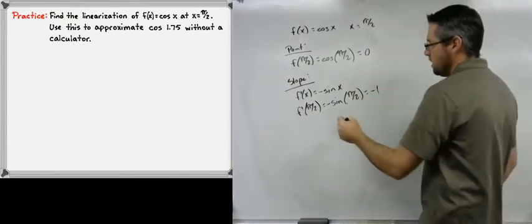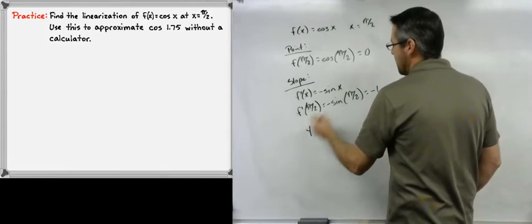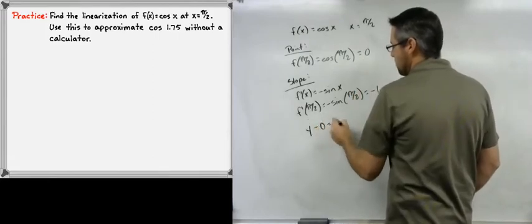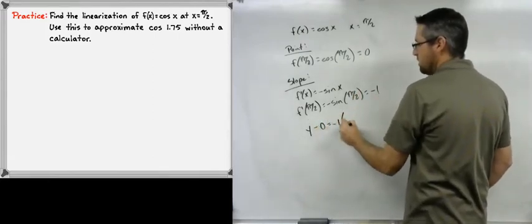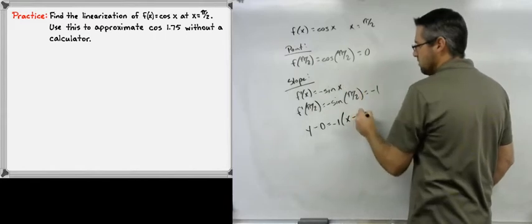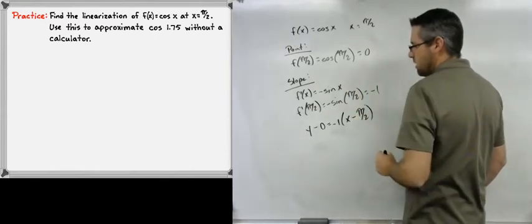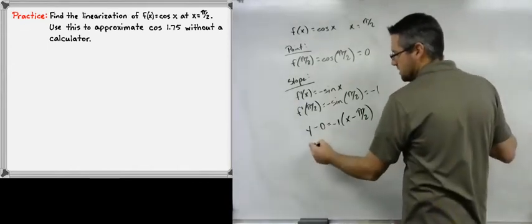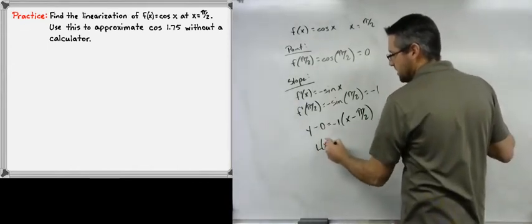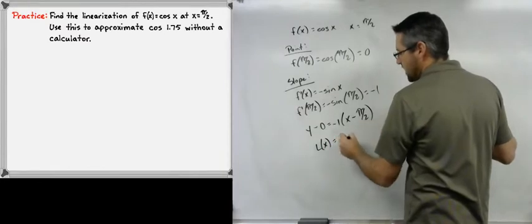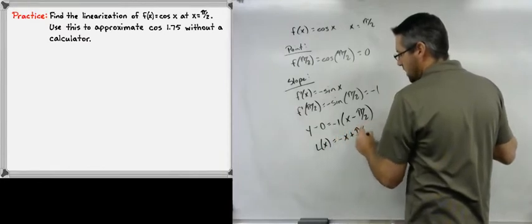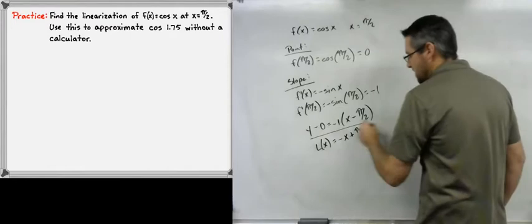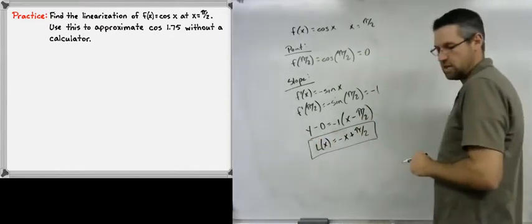And then our tangent line would be y minus 0 equals the slope, which is negative 1, times x minus pi over 2. Okay. Now, remember, we want to isolate y and call it L of x. We can just say L of x equals, I'll go ahead and distribute, negative x plus pi over 2. So that is my linearization. That is my equation for my tangent line.